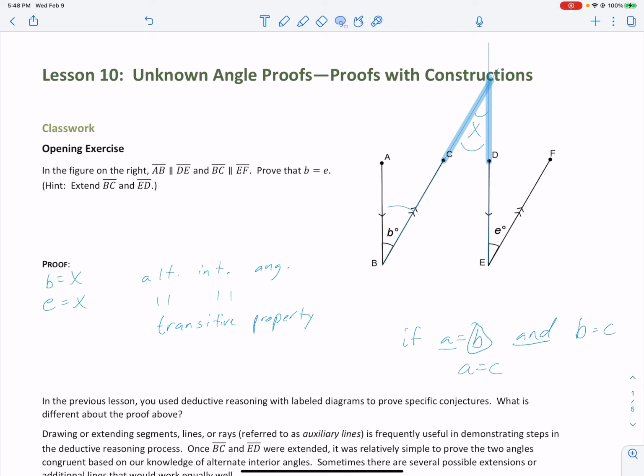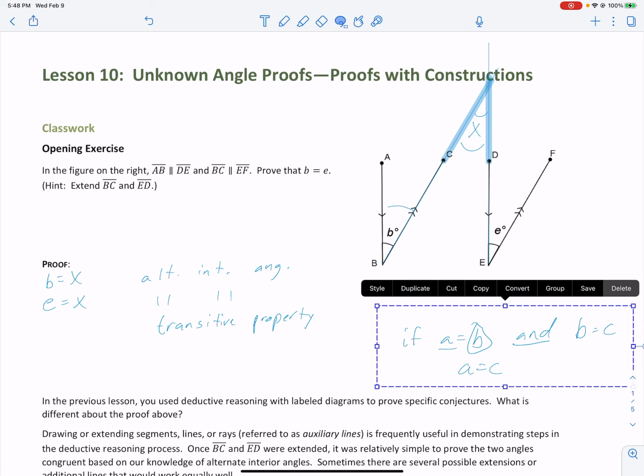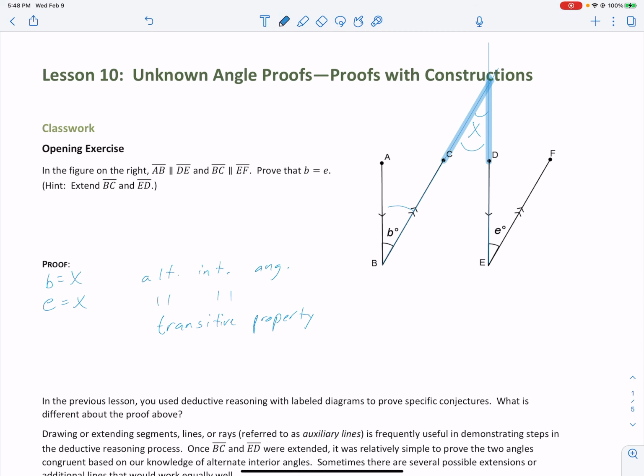This can show up in a lot of different forms, but we like to call it just the transitive property when we use it. So B is equal to X, and X is also equal to E. We can flip that around. Therefore, B and E are equal. So B equals E, which was our goal. Using the transitive property, B and E are equal.